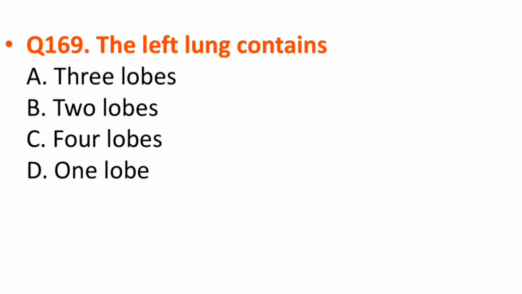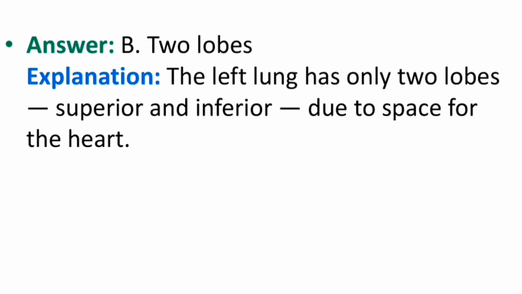The left lung contains option A, 3 lobes. Option B, 2 lobes. Option C, 4 lobes. Option D, 1 lobe. The correct answer is option B, 2 lobes. The left lung has only 2 lobes, superior and inferior, due to space for the heart.